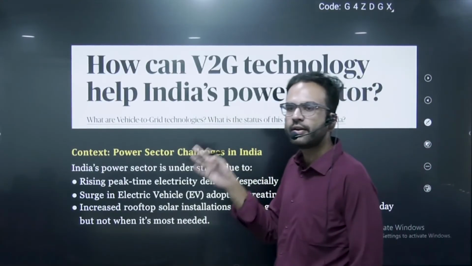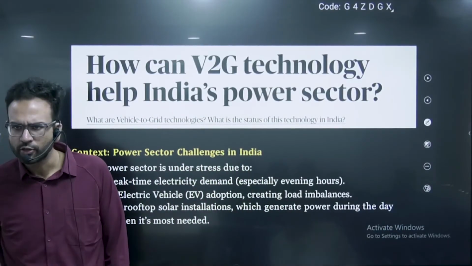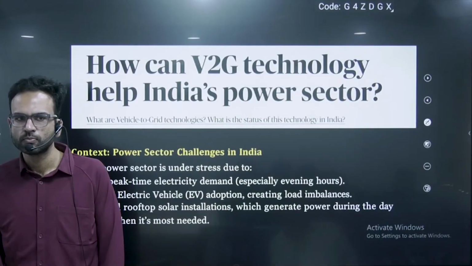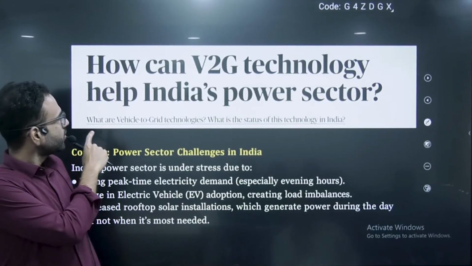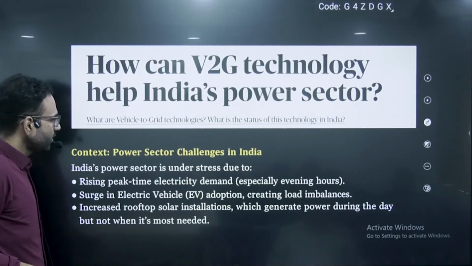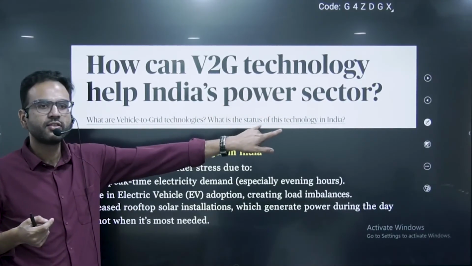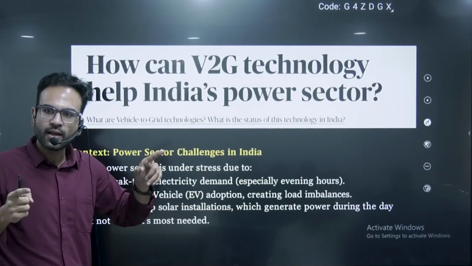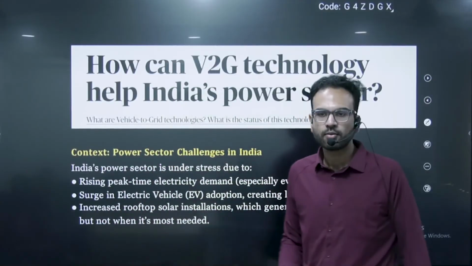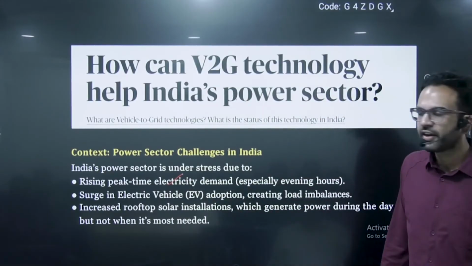This is how you read a newspaper article. This is yesterday's newspaper article. I'll just give you a quick background. When you read this, B2G technology, India's power sector. This is the heading. When you're reading this heading, automatically you should understand how this power sector is relevant in this situation. And when you do that, you will understand what are the various challenges that the power sector of this country is facing. Firstly, peak time electricity demand.